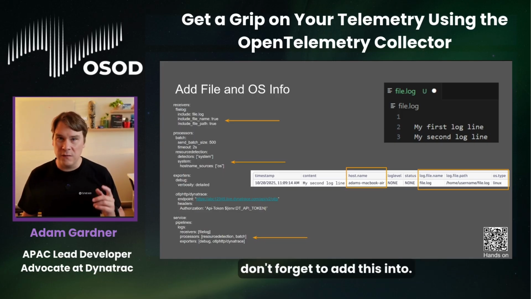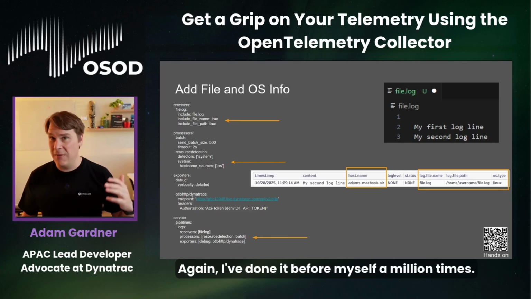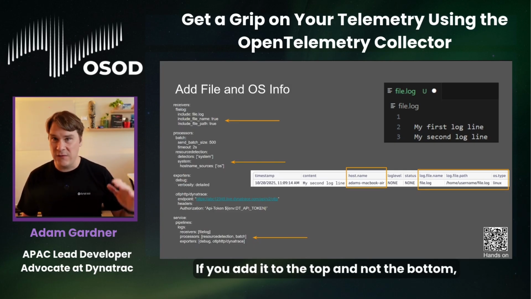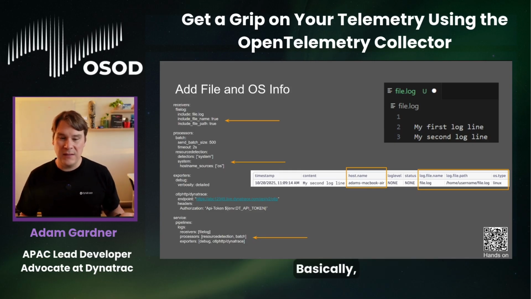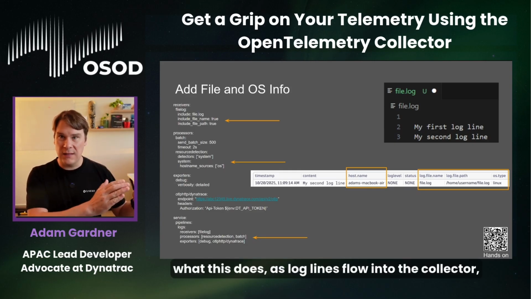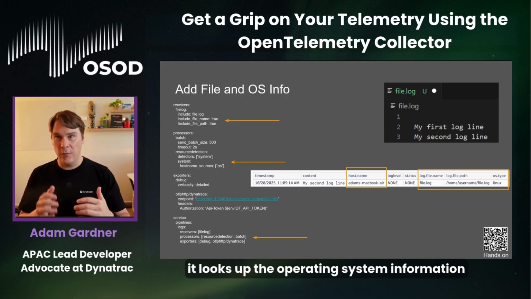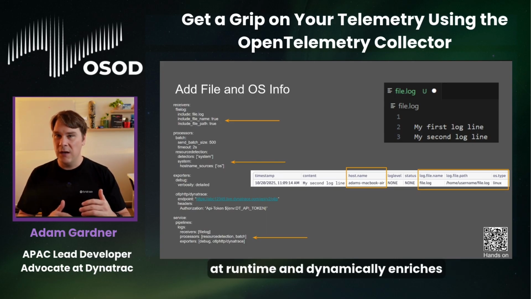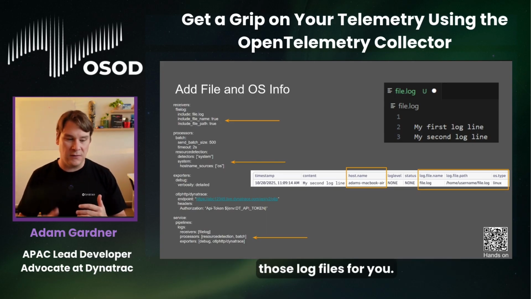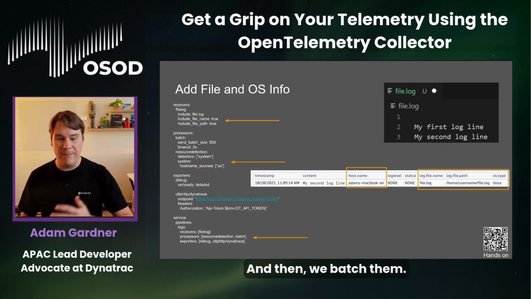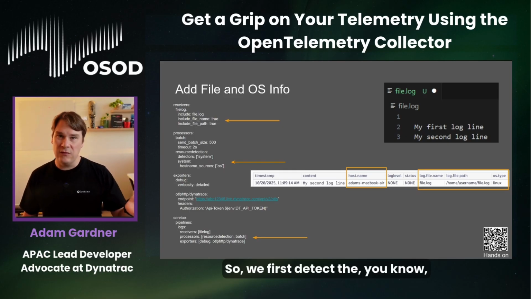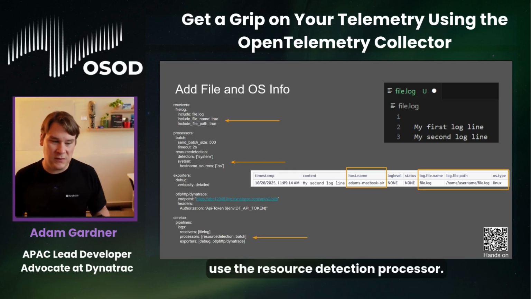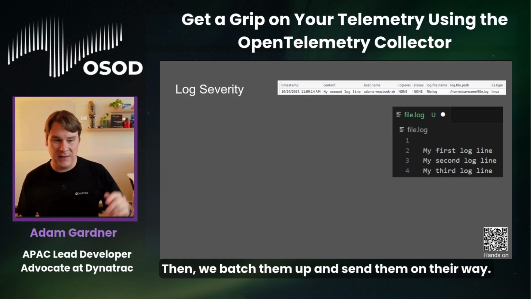And then at the bottom there, don't forget to add this into your pipeline. Again, I've done it before myself a million times. If you add it to the top and not the bottom, you won't get any resource detection. Basically what this does, as log lines flow into the collector, it looks up the operating system information at runtime and dynamically enriches those log files for you, and then we batch them. Because ordering is important for these processors, we first use the resource detection processor, then we batch them up and send them on their way.